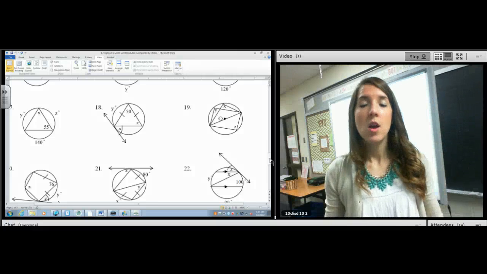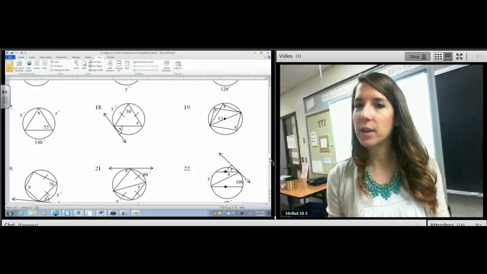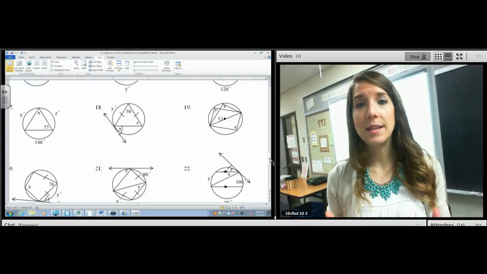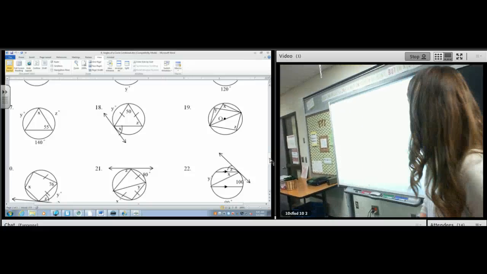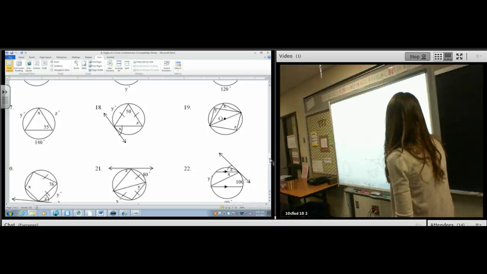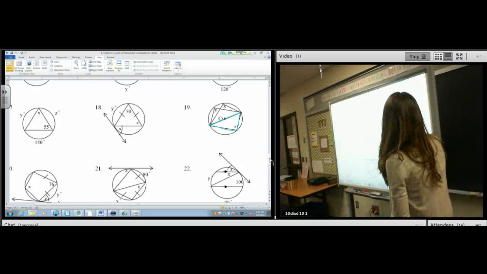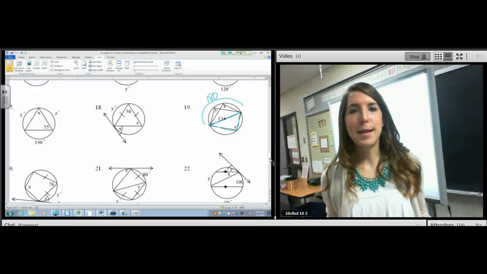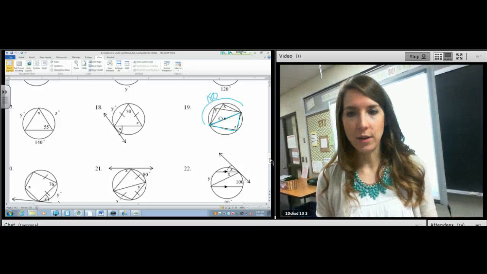Number 19 was one of the theorems we learned. You don't have to use the theorem, but it's really handy. The theorem said if an angle is inscribed in a semicircle, it's a right angle. Where that theorem came from was that if this angle is opening up to the diameter, then the arc it's intercepting is 180. And every time you take a semicircle, you take 180 and you divide by 2, you're going to get 90 every time.